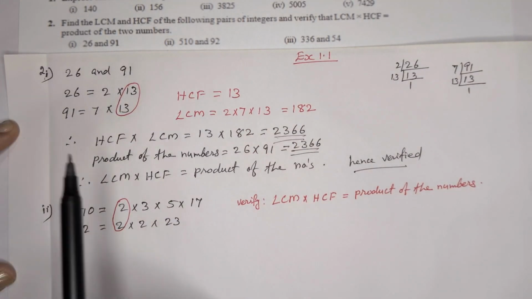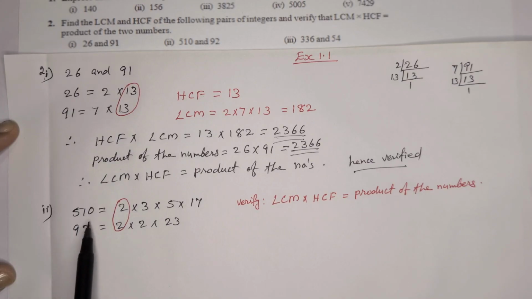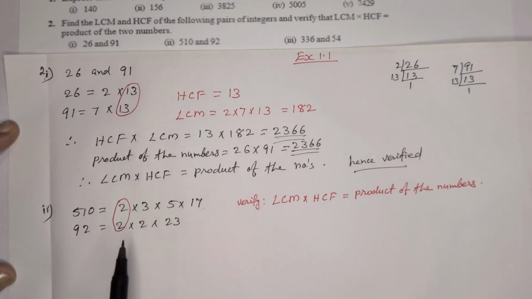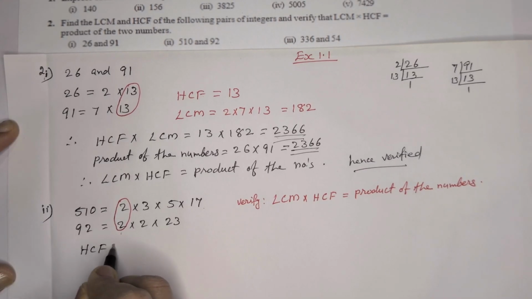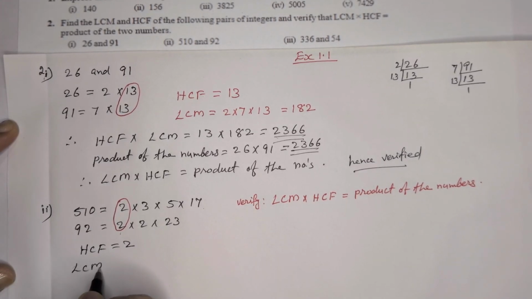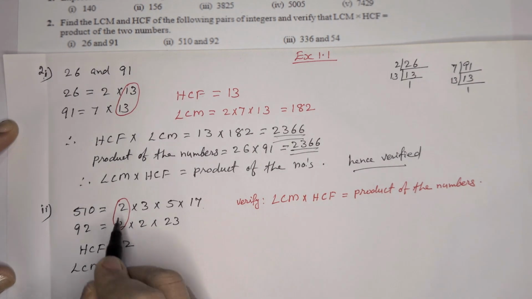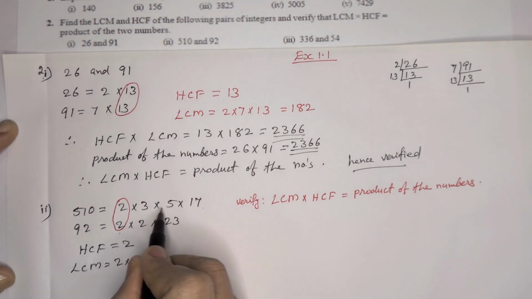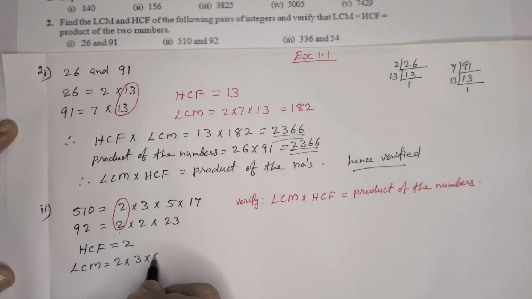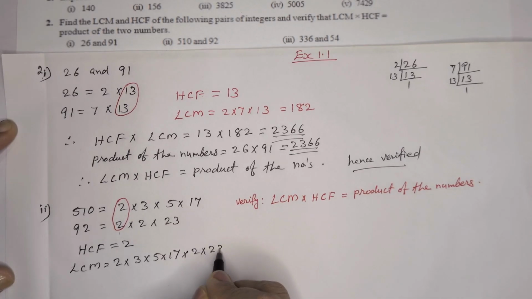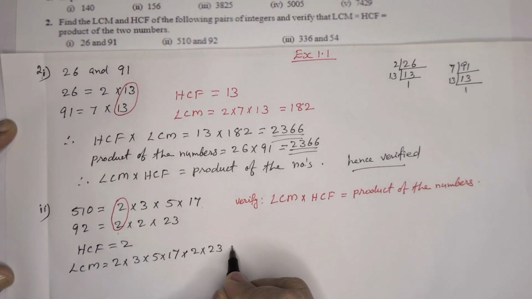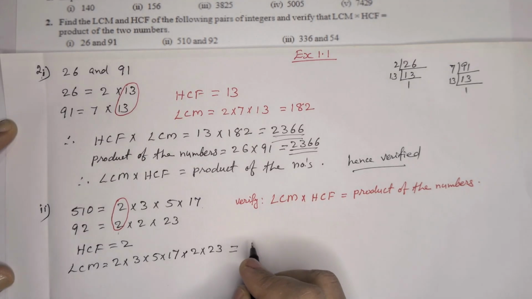Second one, 510 and 92. When we do the prime factorization, 510 is equal to 2 into 3 into 5 into 17. 92 is equal to 2 into 2 into 23. Here the common factor is 2. So HCF is equal to 2, and LCM is equal to, taking 2 from the common factor and the remaining numbers, 3 into 5 into 17 into 2 into 23. Here 2 square is coming, which is equal to 23,460.